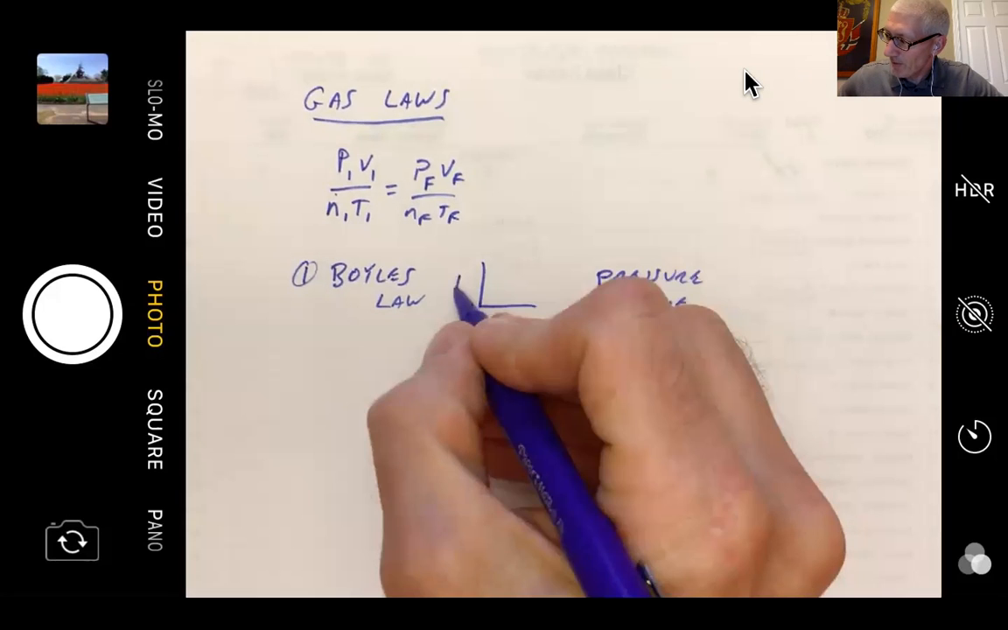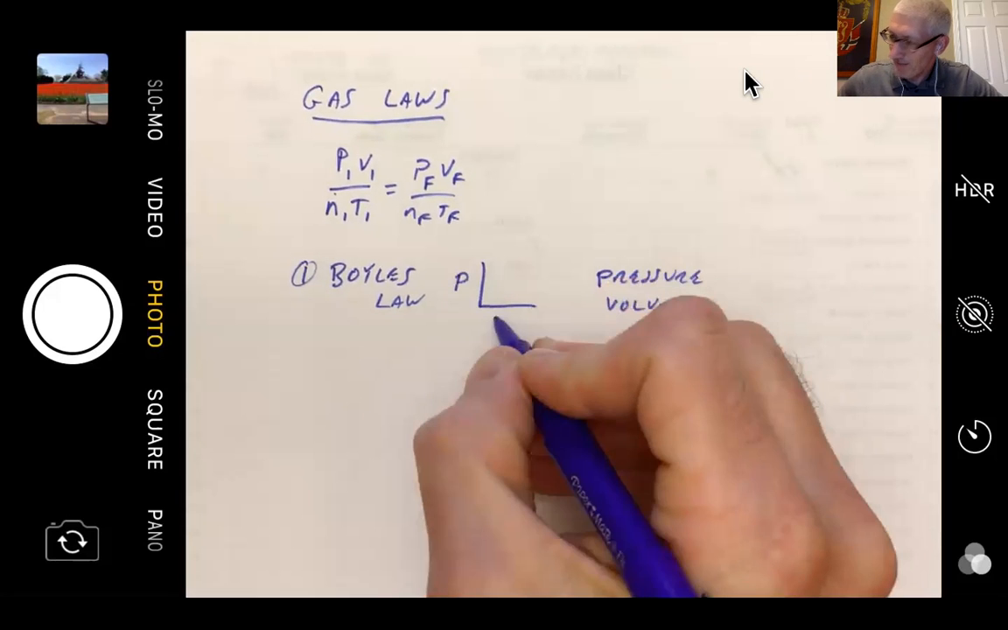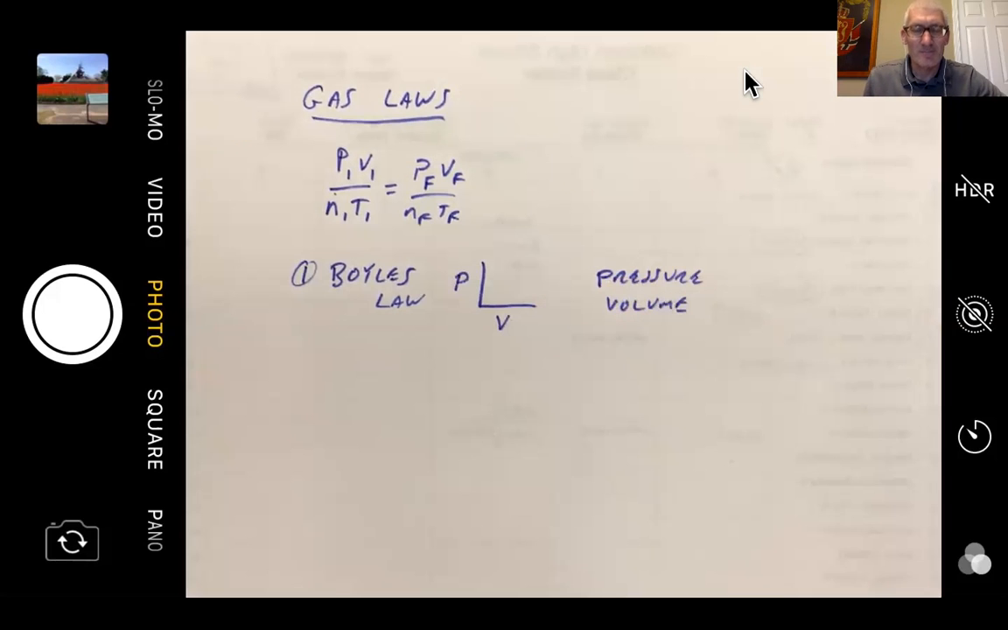If we think about putting pressure on the y-axis and volume on the x-axis, I'm going to ask you guys a couple questions as I go through here. Let's assume that I have a container, and do you see a picture of me wiggling my hands in the top corner of the screen? Yeah. Okay. So let's imagine that if I squeeze a container down, I make the container really small. What do you think happens to the pressure in that container?